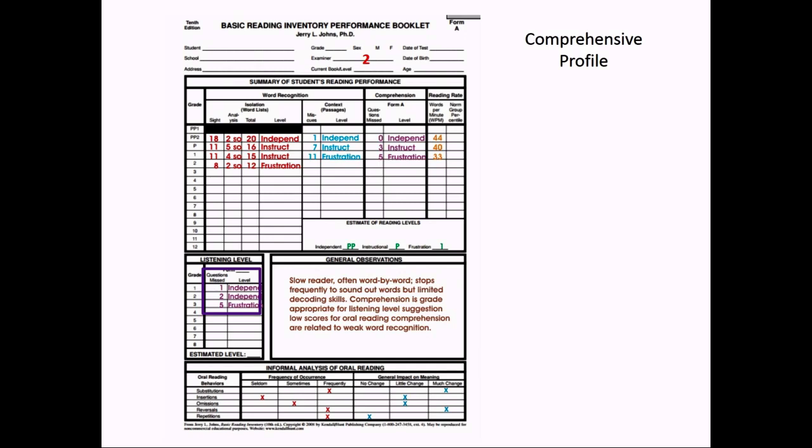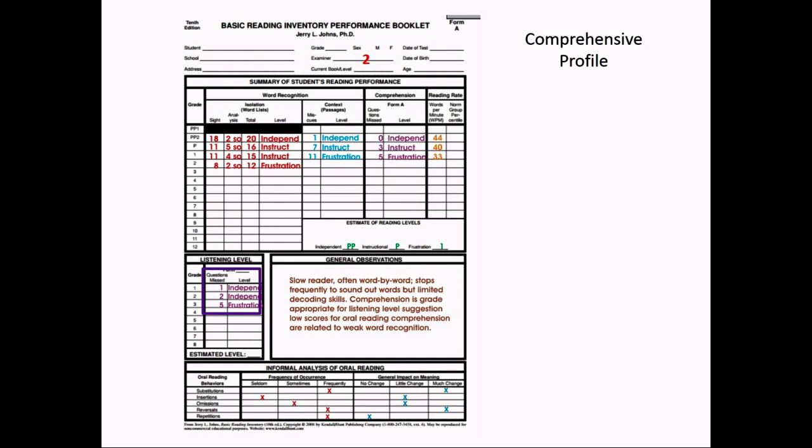So I can give one as an oral reading that the child does, and I can do another as a silent reading, which is called the listening level. So you basically ask the child the question, have the child read the passage silently, and then you ask the questions, and that gives you a listening level. So now you can compare the child's listening level to the child's oral reading and comprehension level.